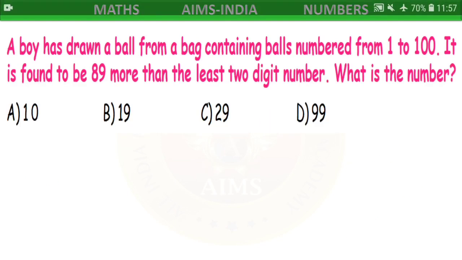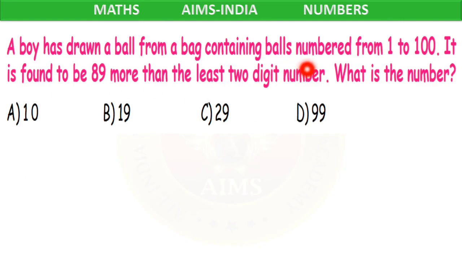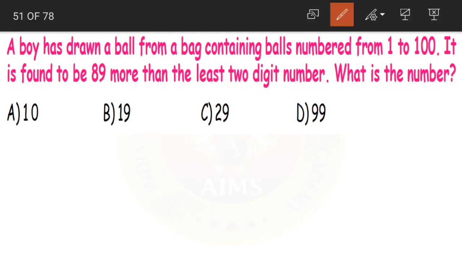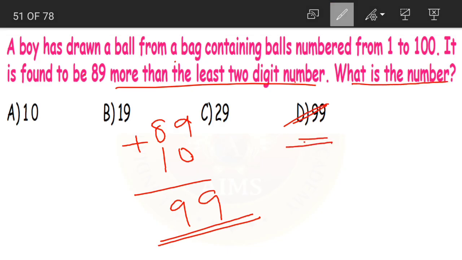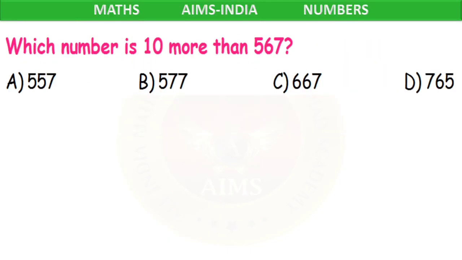Next question. A boy has drawn a ball from a bag containing balls numbered from 1 to 100. It is found to be 89 more than the least two digit number. What is the number? What is the least two digit number? 10. Yes, 89 more than that. So when we add 89, 10 plus 89, what will be the answer? 99. So the number is 99. Easy, right? Yes.